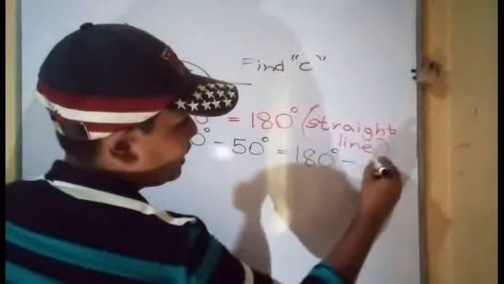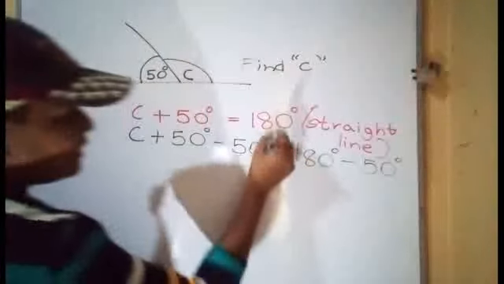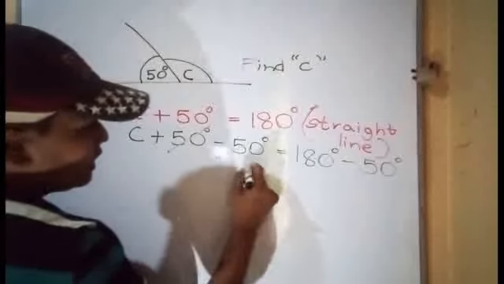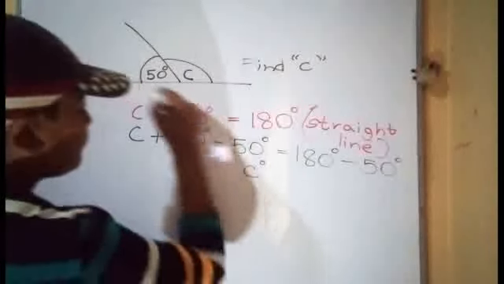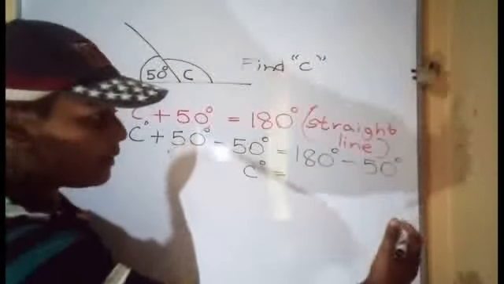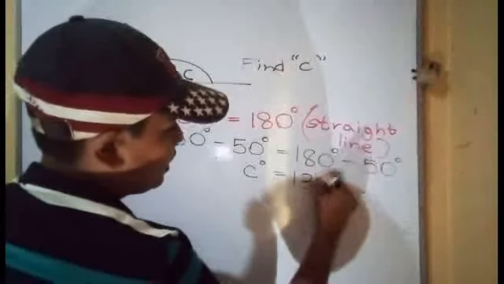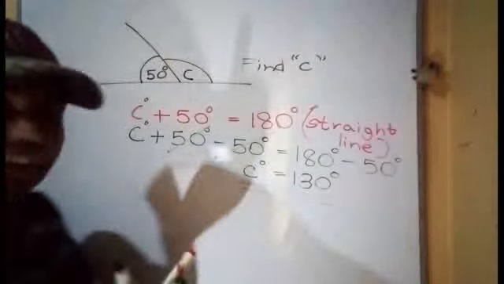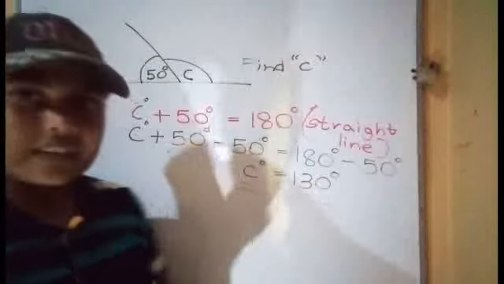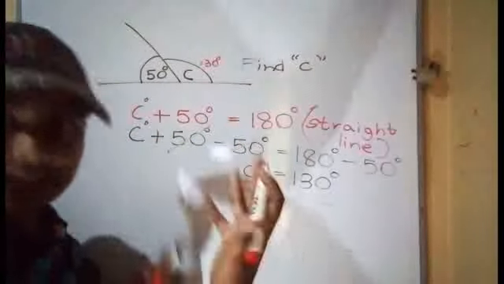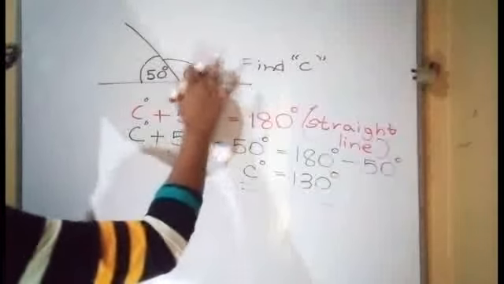So you subtract that, 180 subtract 50. This is the extra one, so we cut it. Now you remain with C only. So C means 180 subtract 50 means 130. This is the answer. If you think this is wrong, let's check 130 plus 50 means 180. Very easy.